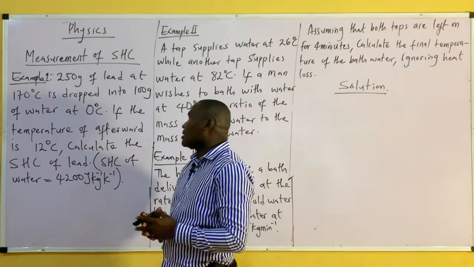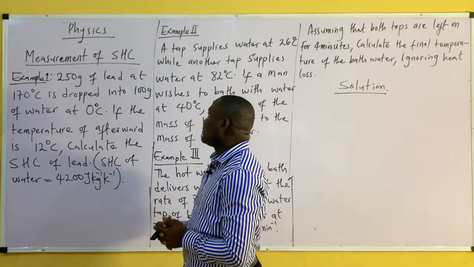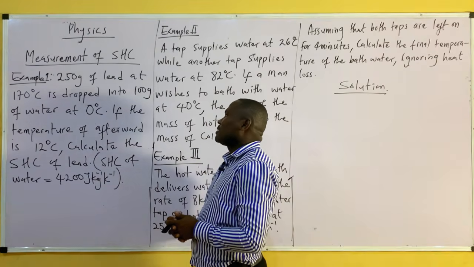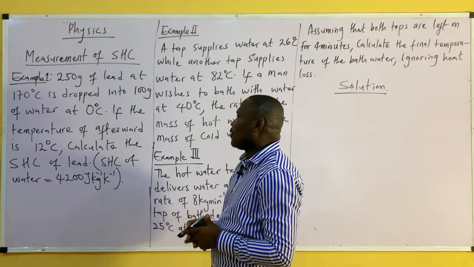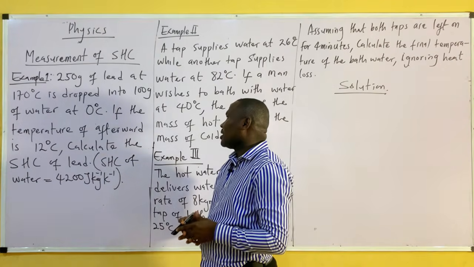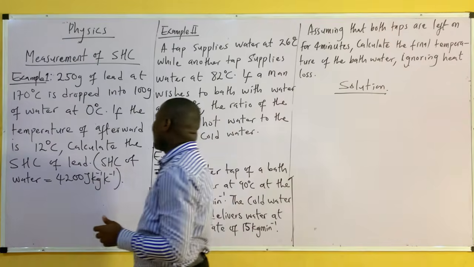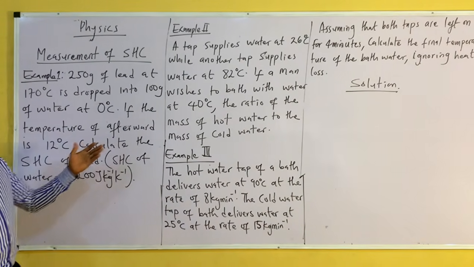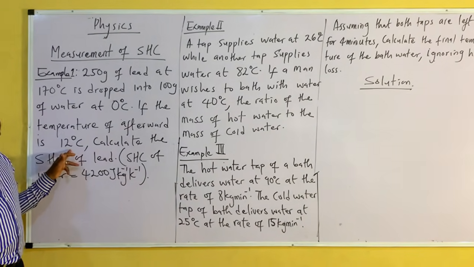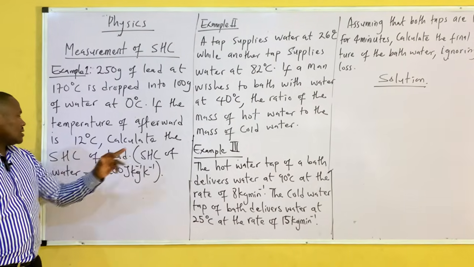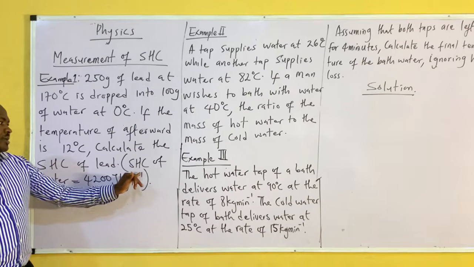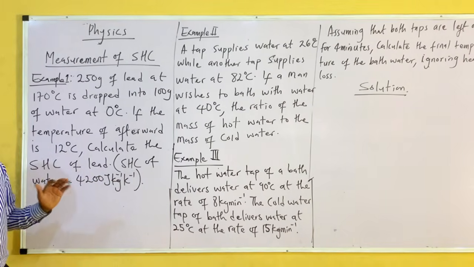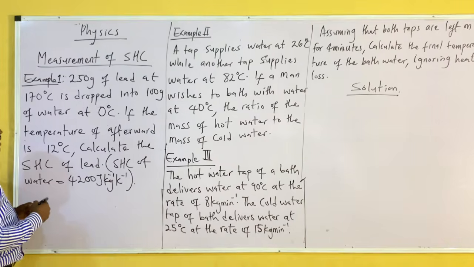We have example 1. It says 250 grams of lead at 170 degrees Celsius is dropped into 100 grams of water at 0 degrees Celsius. If the temperature afterward is 12 degrees Celsius, calculate the specific heat capacity of lead. Now they gave us the specific heat capacity of water. Now please take note of this.